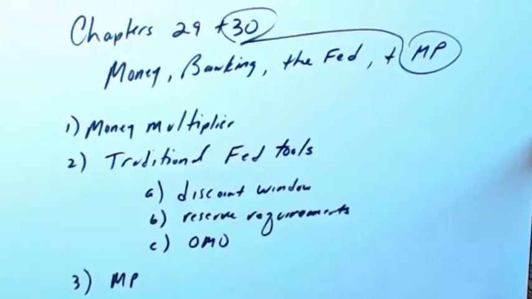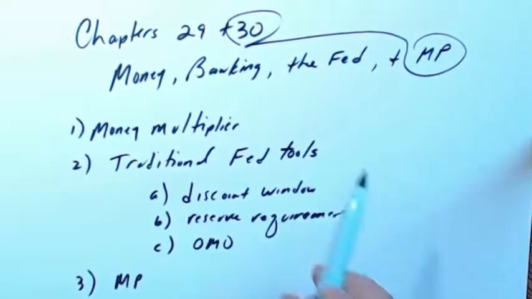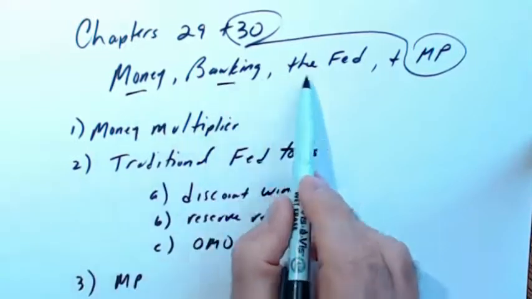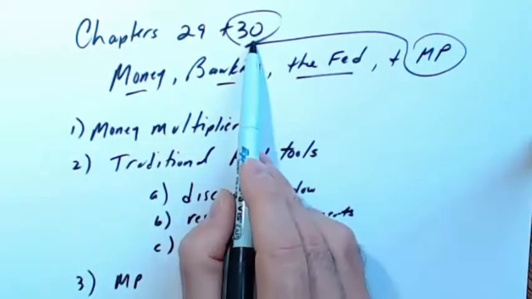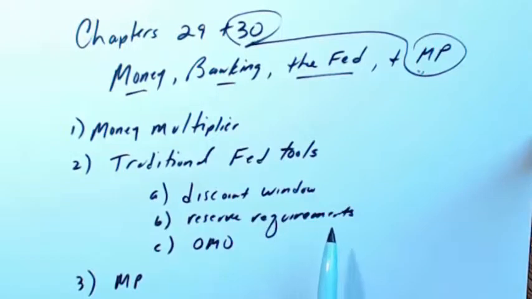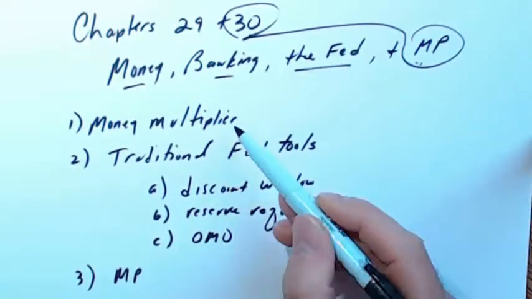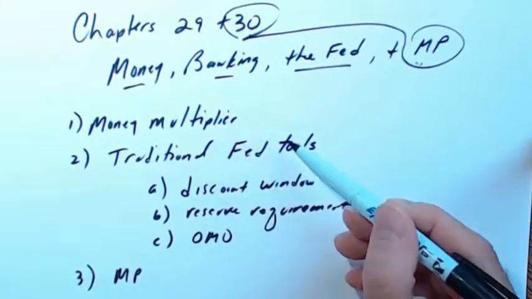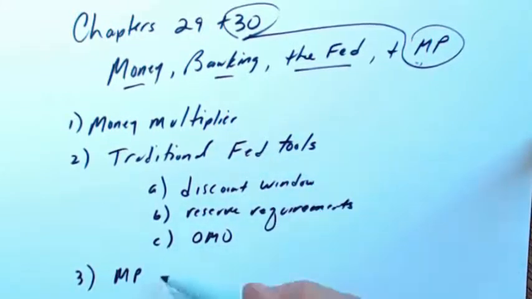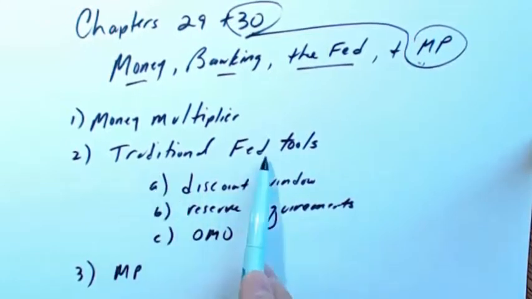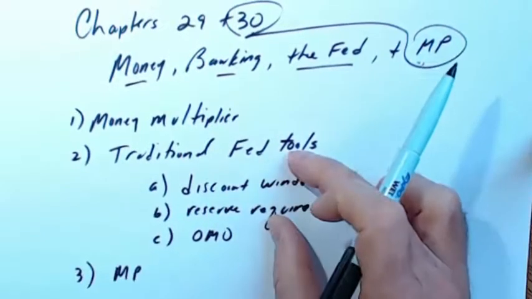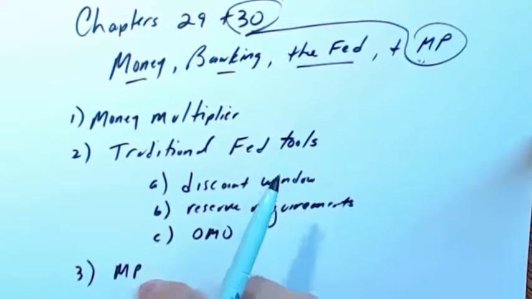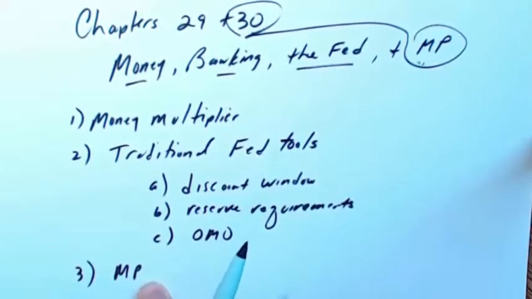This video covers Chapter 29 and 30, and it will cover money, banking, and the Fed, and Chapter 30, which is monetary policy. Okay, so the first part of this video will cover the money multiplier, which is the basic concept you need to understand how the Fed tools work in monetary policy. And then we'll cover traditional tools. We'll cover the discount window, reserve requirements, and open market operations, and how the Fed uses these tools to conduct monetary policy, which is the last part of this video.